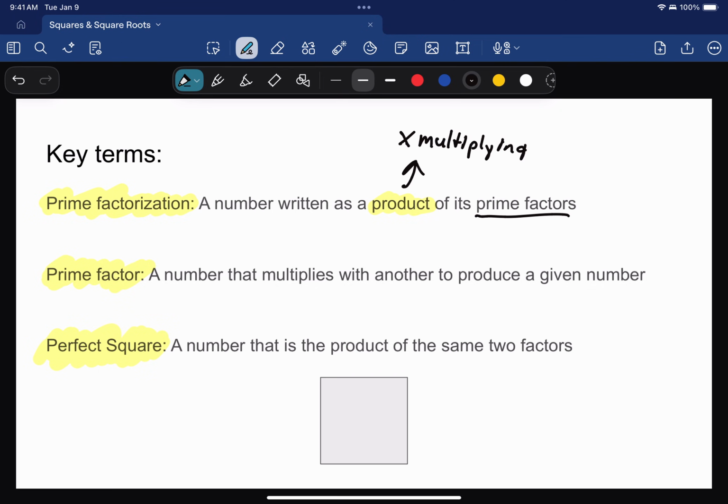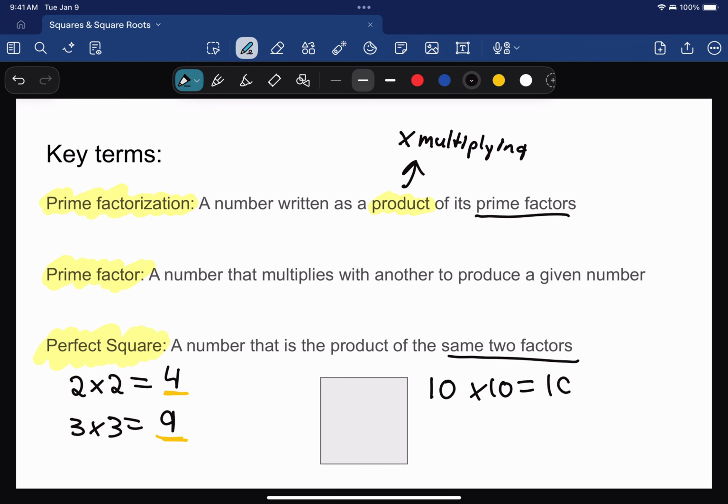So a perfect square, let's give some examples here. So you can see I drew a square. So a perfect square would be a number like, so a product of the same two factors. So if we took a number like 2 and we times it by 2, we would get 4. 4 is a perfect square. Okay, if we took a number like 3 and we times it by itself, we would get 9. 9 is a perfect square. Okay, if we took the number 10, how about that? 10 times 10, we would get 100. 100 is, you guessed it, a perfect square.